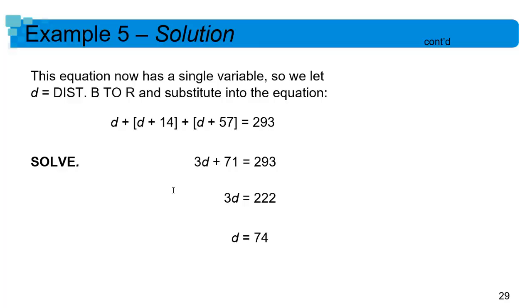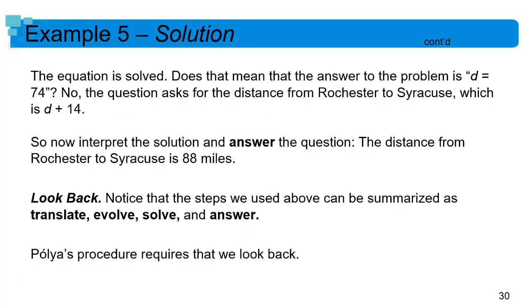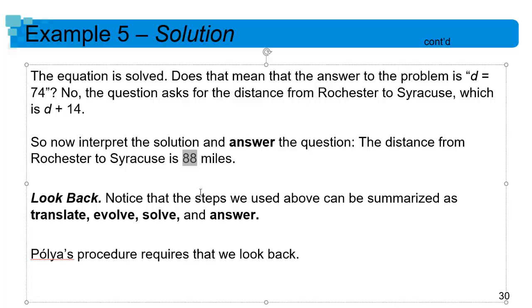Are you done? No, because that's not what they asked. They asked for Rochester to Syracuse. So you got to go back and go, oh, that's right. They told me Rochester to Syracuse was 14 more than Buffalo to Rochester. So you just add 14 to it, and you get the answer of 88.